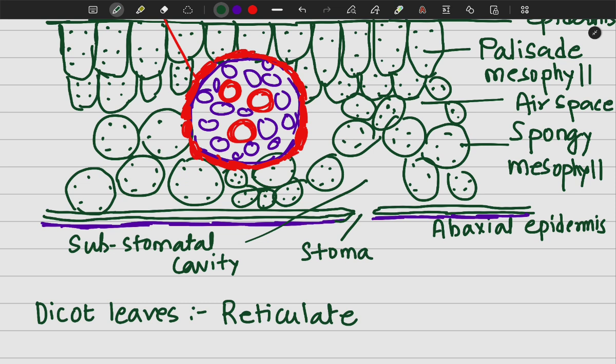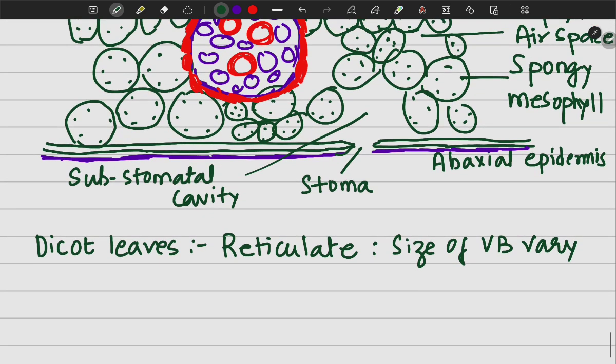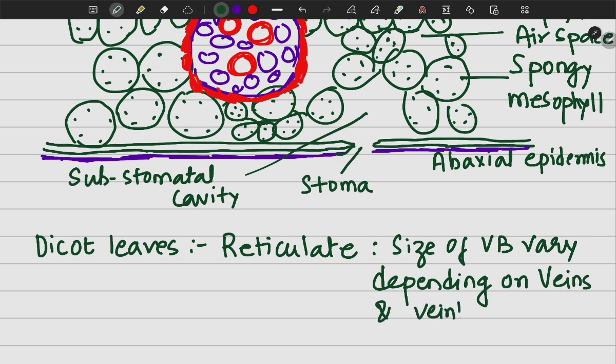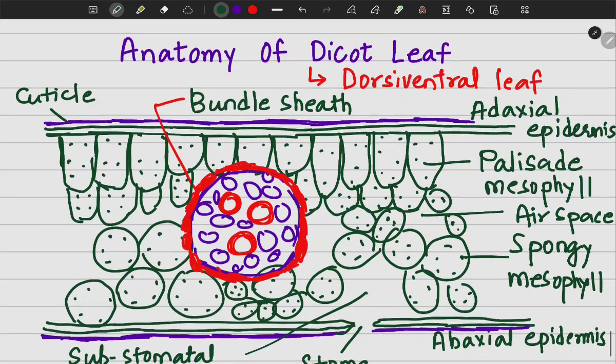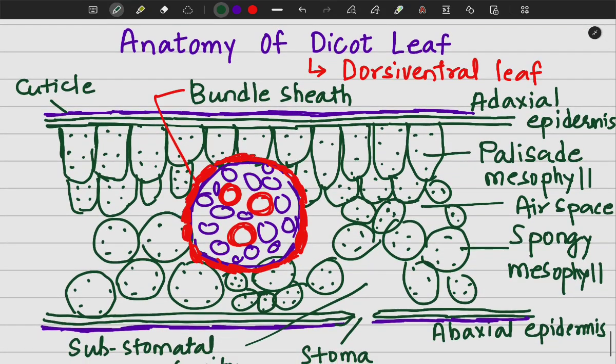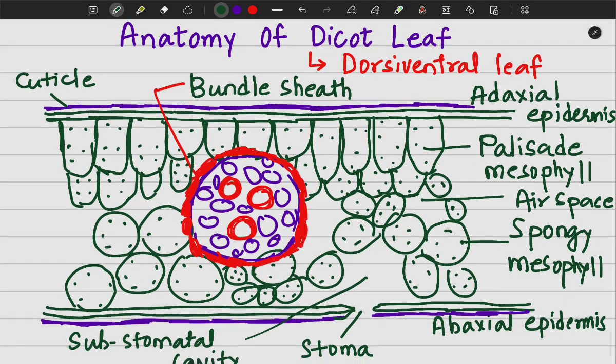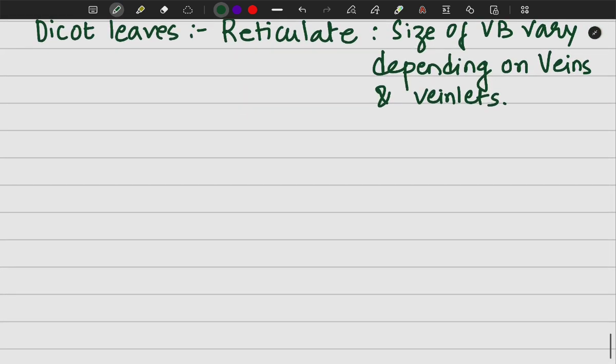So the size of vascular bundles varies depending on veins and veinlets. This was all about the dorsiventral or dicot leaf anatomy. Now let us move on to the monocot leaf or the isobilateral leaf.